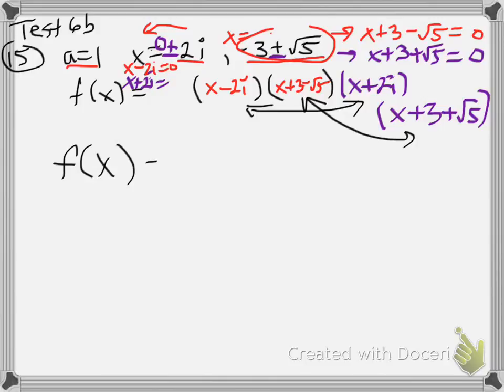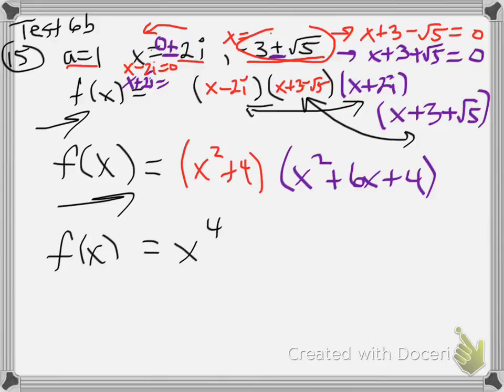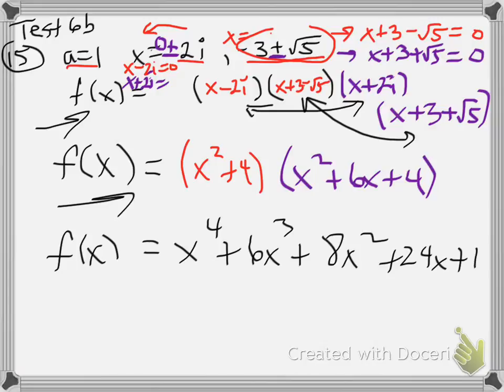The other answer could have been, in red you would have x squared plus 4, and in purple, when you do all that work, you get x squared plus 6x plus 4. If you want to go further, again, you could have stopped right there. If you want to go further, it works out to, when you do all the work, x to the 4th plus 6x to the 3rd plus 8x squared plus 24x plus 16. I didn't require you to go that far.